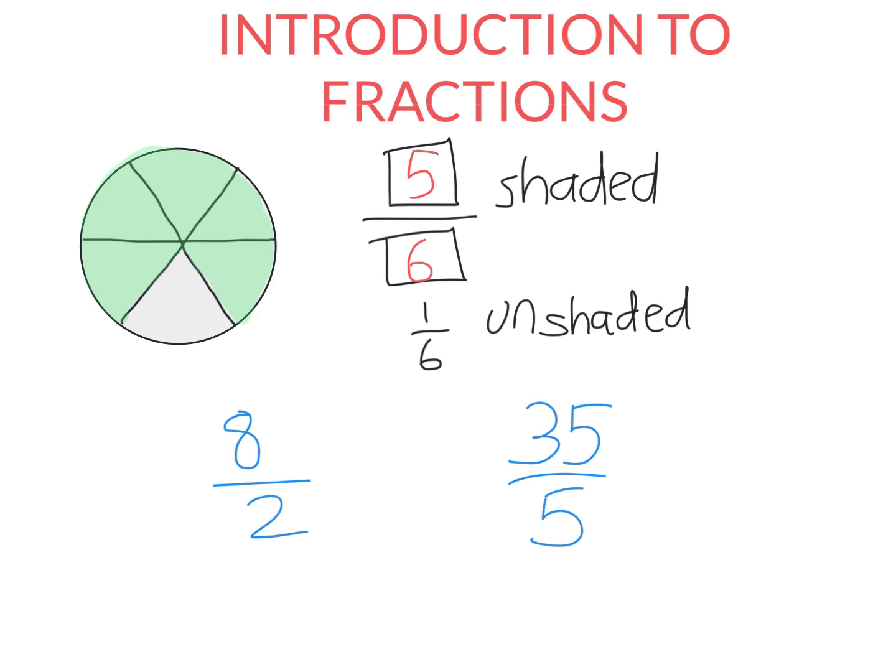So each of these are called fractions. They're parts of a whole. Both of them are less than one whole. You can see that less than a whole of the circle is shaded, less than a whole of the circle is unshaded.